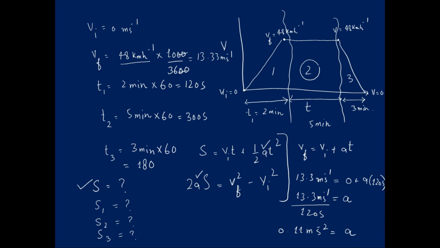Now to calculate the distance when the brake was applied and velocity is changing from 48 kilometers per hour to 0 meters per second, in the third part, we first have to calculate the retardation. Retardation is deceleration. It is a negative acceleration, because in that case the acceleration vector is in the opposite direction to the velocity vector. That's why the acceleration value is taken as negative, and it's also called retardation. To calculate the retardation, we use the first equation of motion.